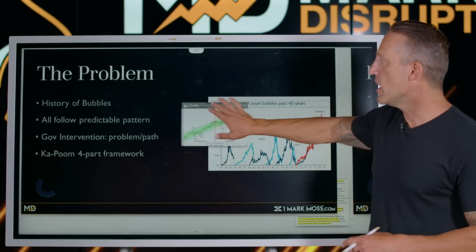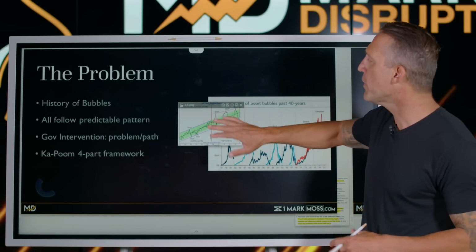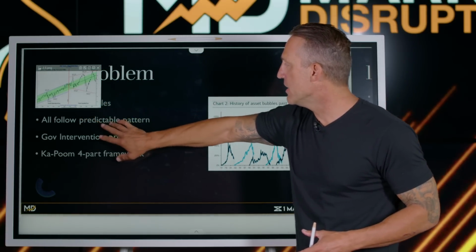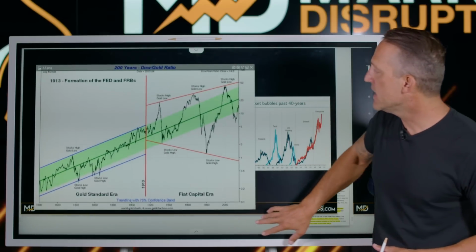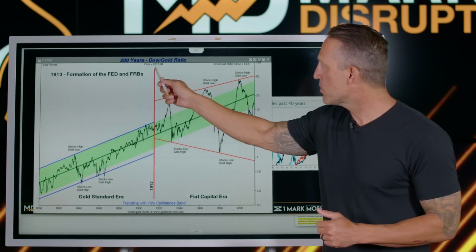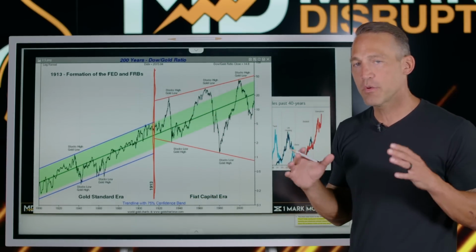But the one thing I want to break into, because it's part of this framework, is you have to understand what drives these booms and, of course, the busts, and then the rebirth. That's the key piece here. And so they all follow that predictable pattern we looked at, but really the problem is government intervention. All right, so we can see, now it's the problem, but it's also a solution if we want to invest through it properly. So this red line that we have right here is 1913. That's when the Federal Reserve was created.